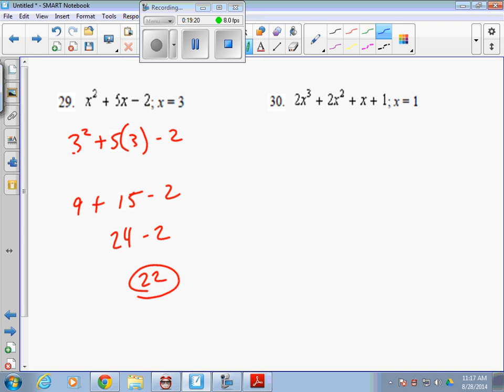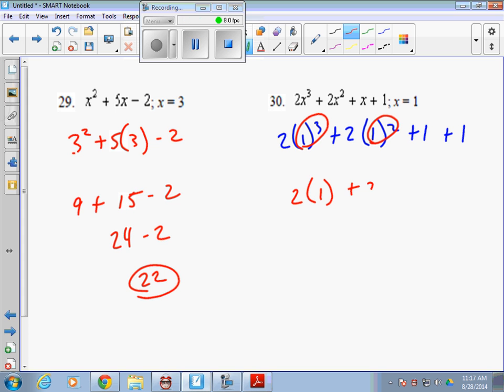2x to the third plus 2x squared plus x plus 1 when x is 1. 2 times 1 to the third plus 2 times 1 squared plus 1 plus 1. It doesn't matter how many times you raise 1 to a power, it's still going to be 1. 2 times 1 plus 2 times 1 plus 1 plus 1. 2 plus 2 plus 1 plus 1. 4 plus 1 is 5 plus 1 is 6.